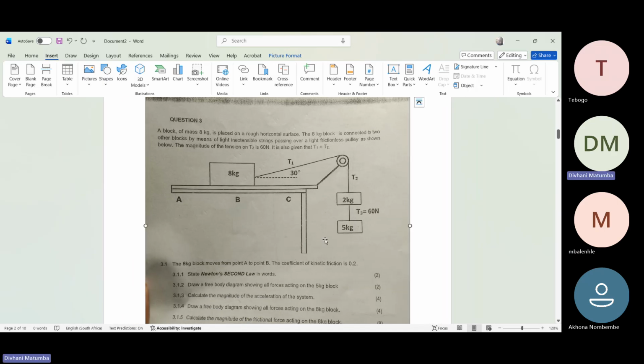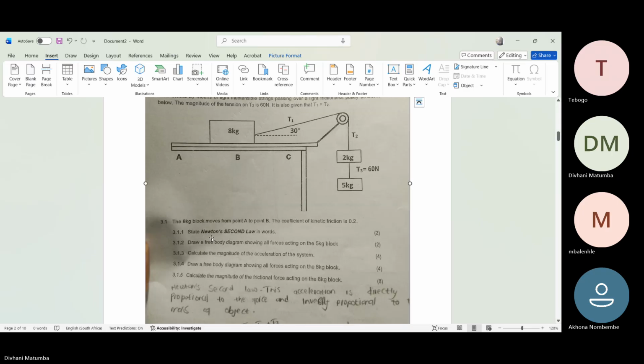Okay. We have a block of mass 8 kg, which is placed on a rough horizontal surface. The 8 kg block is connected to two other blocks by means of a light inextensible string, passing over a light frictionless pulley, as shown below. The magnitude of tension T2 is 60. It is also given that T1 equals T2.